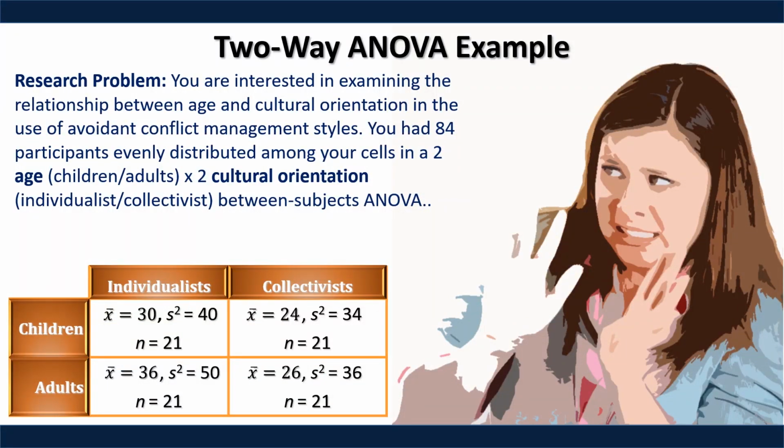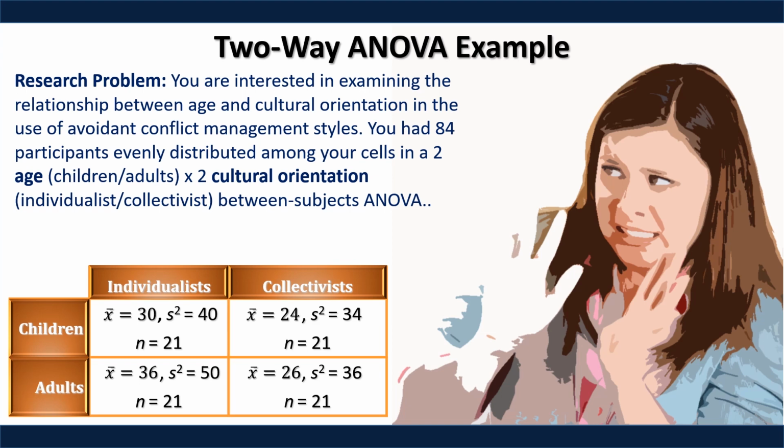Here's an example of a problem in which you might use factorial ANOVA. You're interested in examining the relationship between age and cultural orientation in the use of avoidant conflict management styles. You had 84 participants evenly distributed among your cells in a 2x2 factorial design. We're using factorial ANOVA because we had two nominal level independent variables: age, broken up by children and adults, and people of two different cultural orientations, individualists and collectivists. You also want to see if age moderates any differences in avoidant conflict management styles between the two cultural orientations.